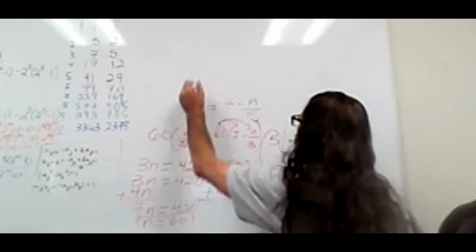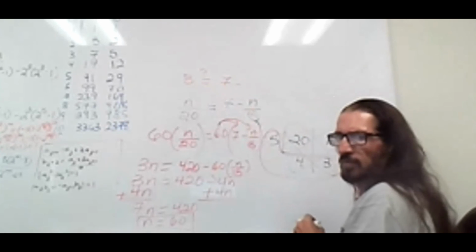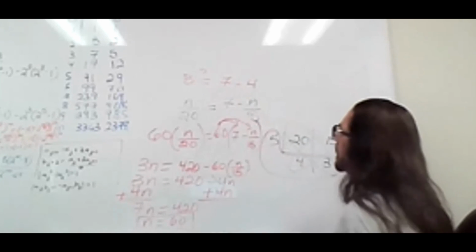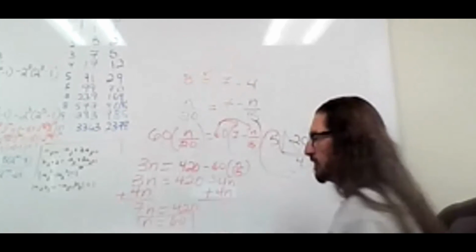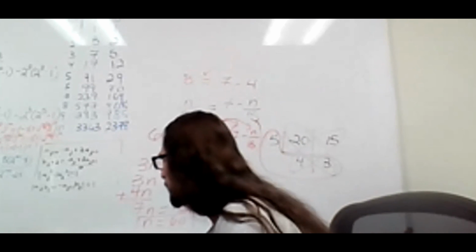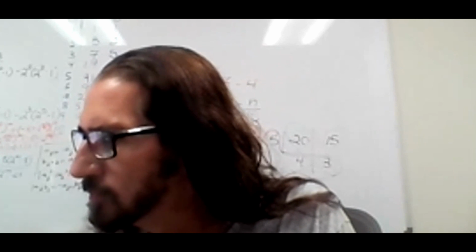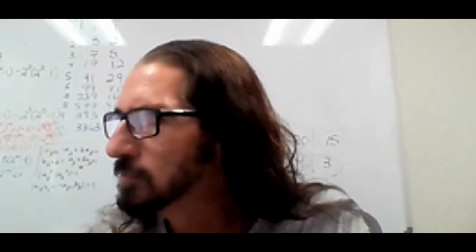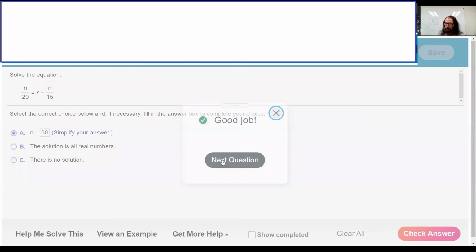60 over 20 is 3. 60 over 15 is 4. 7 minus 4 does equal 3. So when I type in an answer of n equals 60, it should accept it, no problems. And here we go. And it takes it. Okay, so moving on.